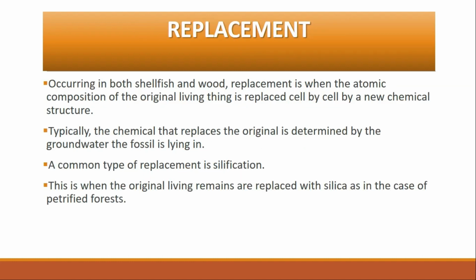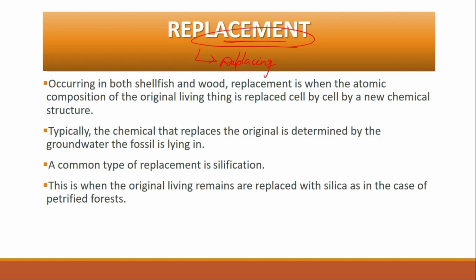Alright, now looking at another method, that is replacement. Fine. In replacement, what happens? Actually, in this type of preservation, the original organic substance is completely replaced by inorganic substance, molecule by molecule. See, the name itself suggests that there is something getting replaced. The name itself is replacement.